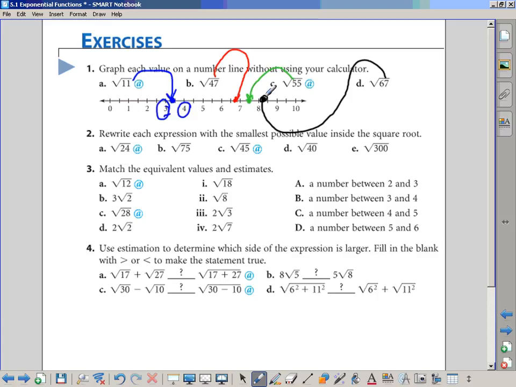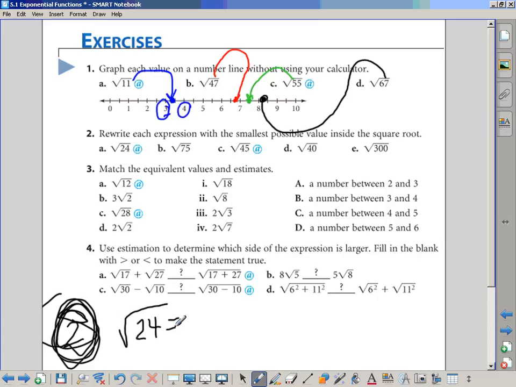Number 2, rewrite each expression with the smallest possible value inside the square root. Let's do this one down here at the bottom. Number 2, we have the square root of 24. What we do with this is we try to break 24 up into 2 factors, one of which would be a perfect square. 24 can break down into 8 times 3, 6 times 4, 12 times 2. I think 4 times 6 will be the key here because 4 is a perfect square, and you can square root 4 to get 2. So 2 comes outside from under the square root, but the 6 is stuck underneath.